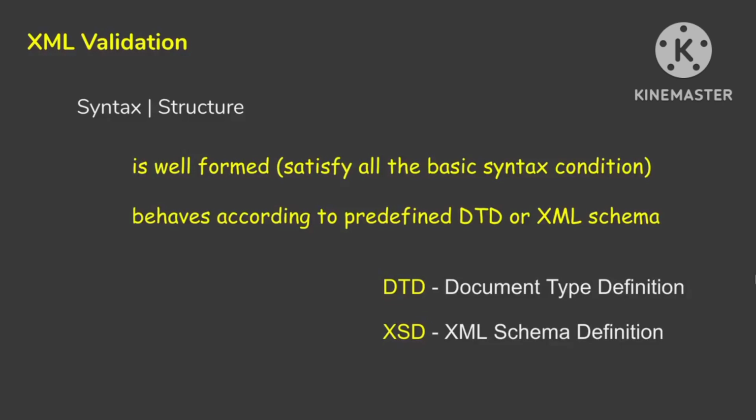According to the syntax and structure, it supports 2 schemas. The first is DTD, document type definition. The second schema is XML schema definition, called XSD. DTD and XSD play an important role in XML validation. These two tools check the structure and the syntax of the XML, and ensure that our XML is created in the right way. This is the part of XML validation.